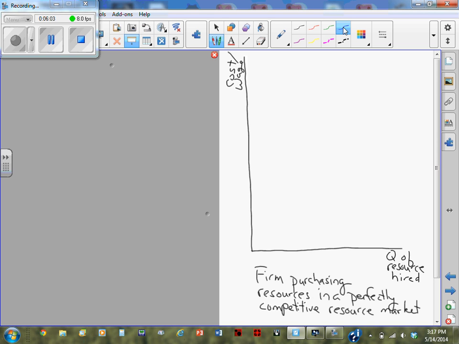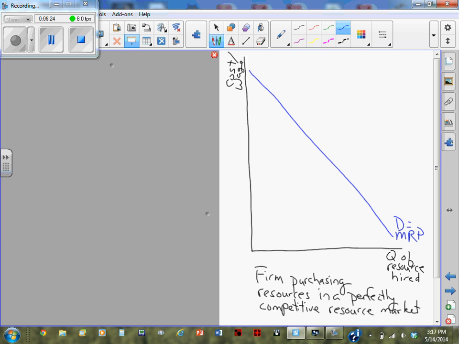We call this MRP. It's a downward sloping demand curve, but we're concerned about how much additional revenue comes from hiring one more unit of this factor, of this resource.